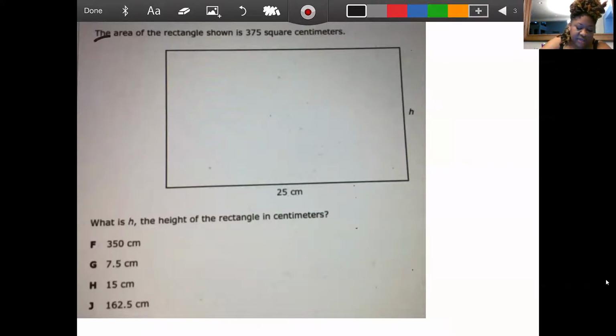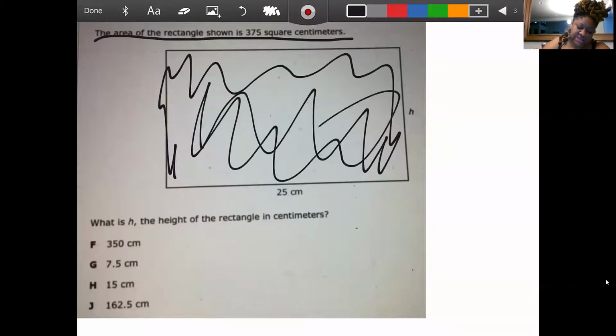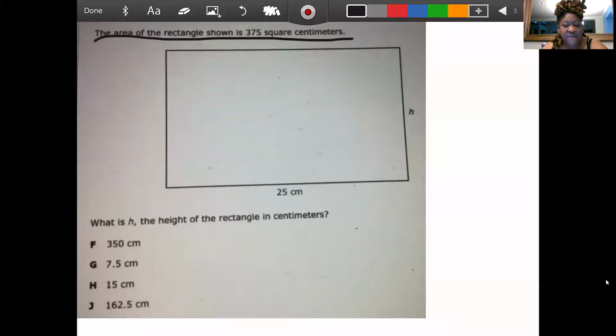The area of a rectangle shown is 375 square centimeters. So the area would be the inside. How much space does the inside cover, right? So how do you find that? Remember you learned this in 5th grade or maybe even 4th, the area of a rectangle. So I need you to look that up. If you don't know, Google it, area of a rectangle, or look at your star chart, your 6th grade star chart.